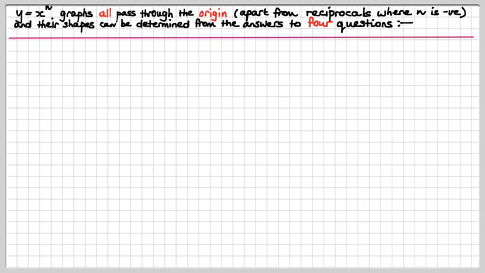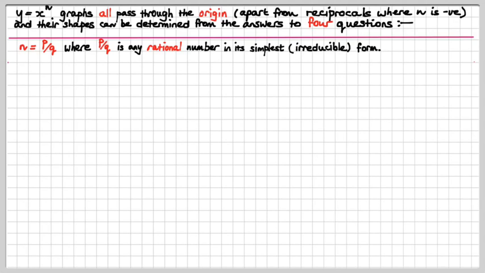Now, we know that y equals x to the n graphs all pass through the origin, of course, apart from reciprocals, where n is negative, in which case they're undefined where x equals 0. But apart from that, they all go through the point where x is 0, and their shapes can be determined from the answers to 4 key questions. Are you gripped? Well, come on, here we go.